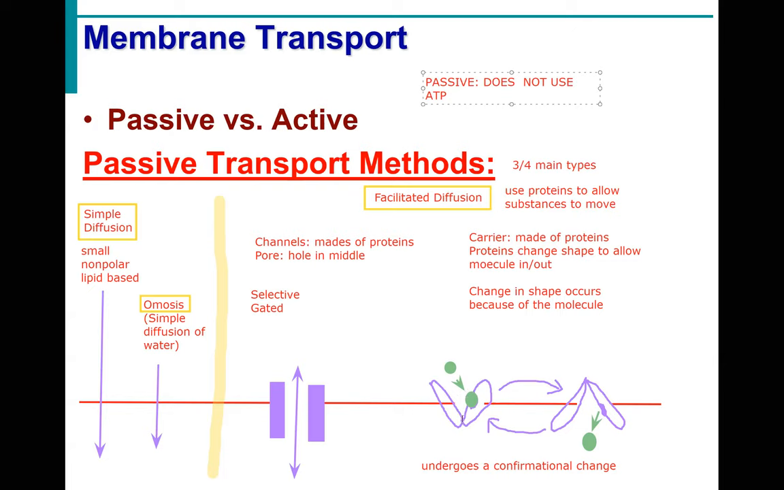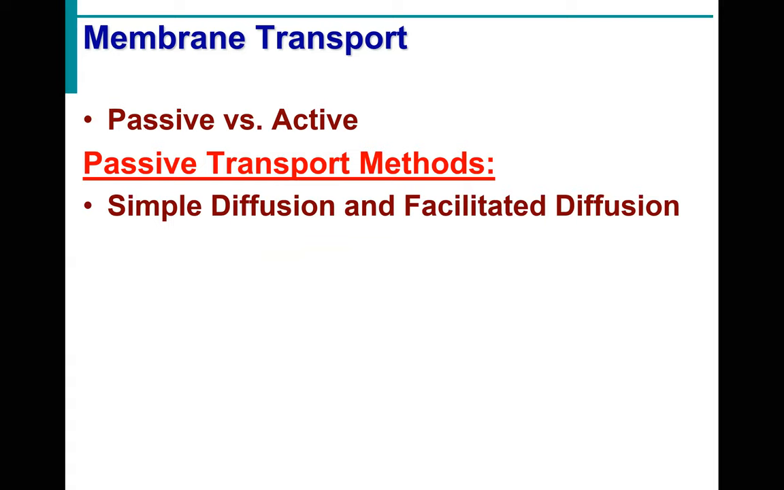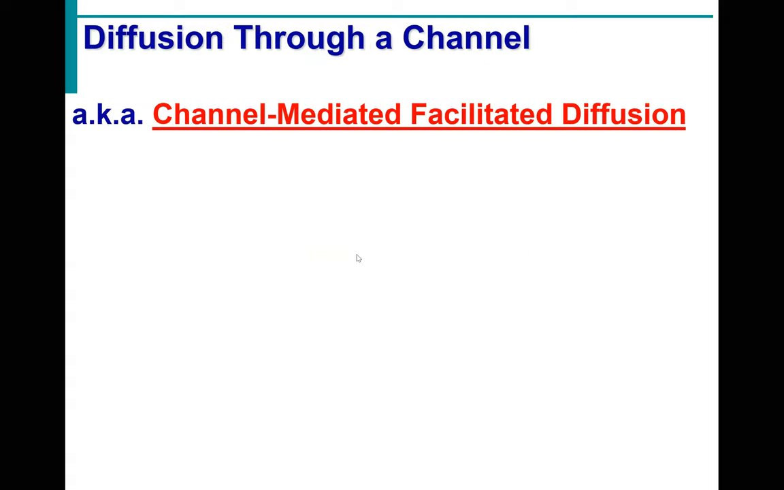So again, I've done some simple drawings here. Let's look at the pretty pictures from your textbook where it makes a little bit more sense. So let's take a look at some of these and talk about these. Again, we have simple diffusion, which we've already talked about, and osmosis can fall under there as well. And then we have our facilitated diffusion. We've talked about the differences in channels and carriers, but let's look at the pictures.